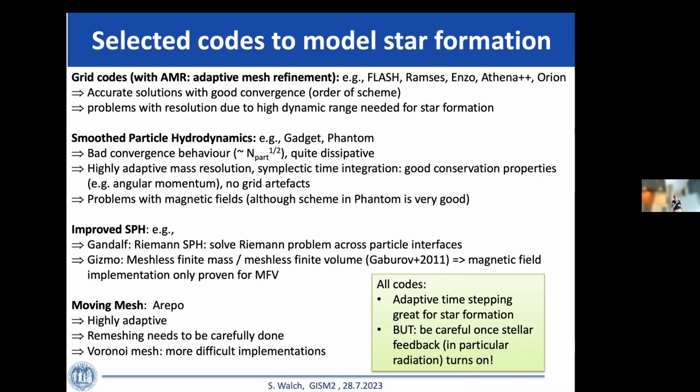And in general, what you get from these grid codes, to summarize, are relatively accurate solutions with good convergence, because the order of the scheme actually gives you the error convergence. So typically all of these schemes are second order in space and time, which means that when you go to higher resolution, your error would decrease by a square, yeah? So if you go down by a factor of 2 or up by a factor of 2 in resolution, your error decreases by a factor of 4, and so on.